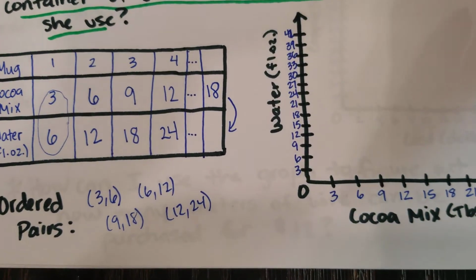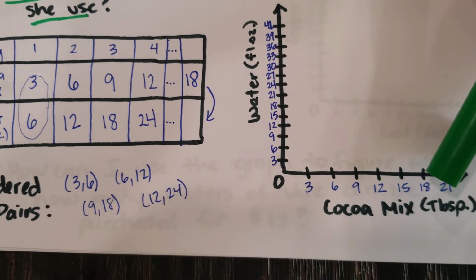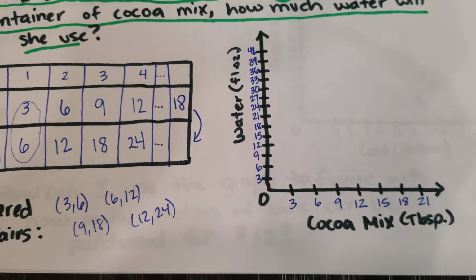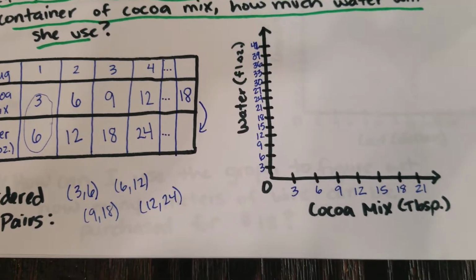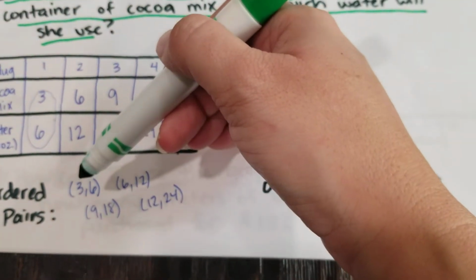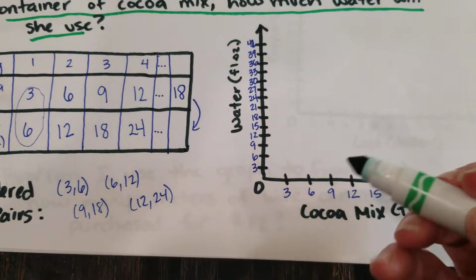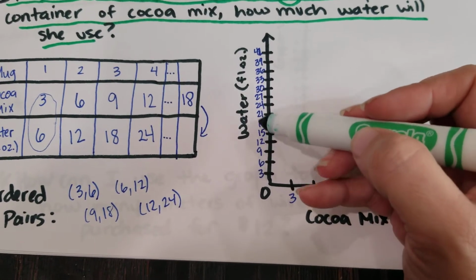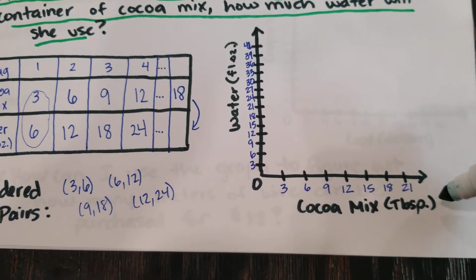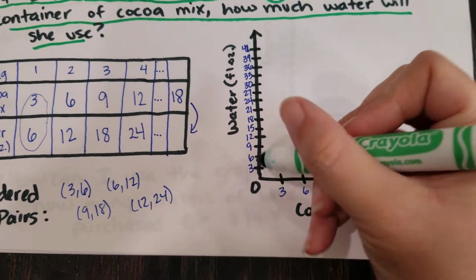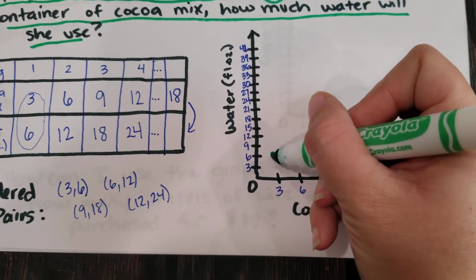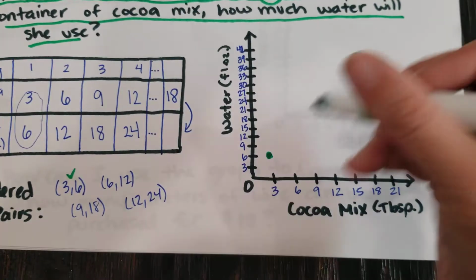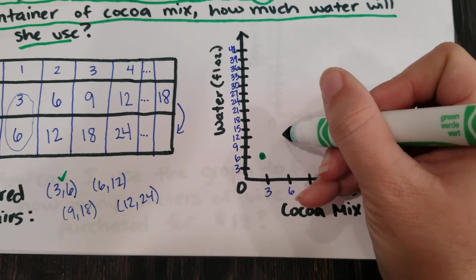And there's going to be something really interesting about this graph, okay? A lot of our graphing before, the numbers went up, they went down, the points were everywhere, right? This one's going to do something pretty interesting. So let's see if you can see it while I'm graphing these. My first ordered pair is 3, 6. So starting at 0, go over 3 and up to 6. If you notice, I counted by 3s in my water and I counted by 3s on my cocoa mix. That's my scale, right? So over 3 and up to 6 would be here. All right, next one, I'm going to put a check so I know I'm done. 6, 12, I'm going to go over 6 and then up to 12.